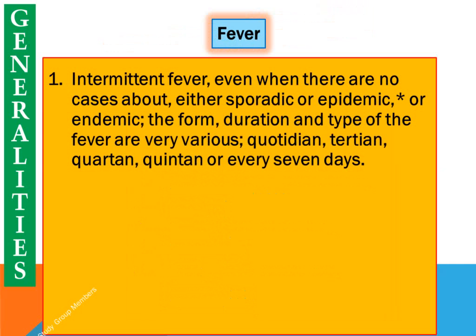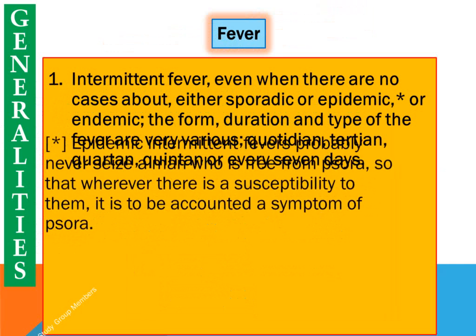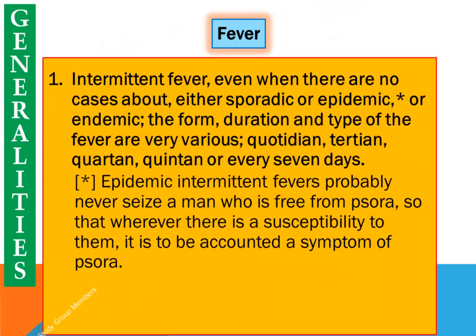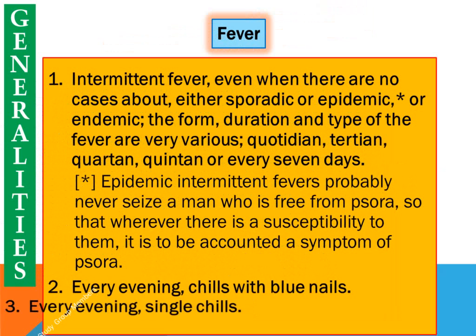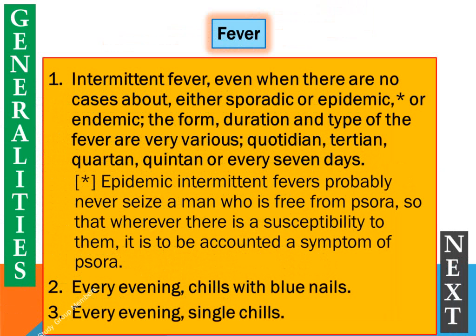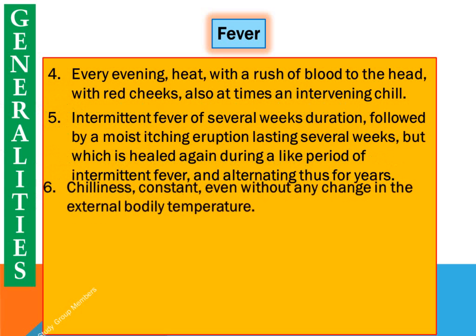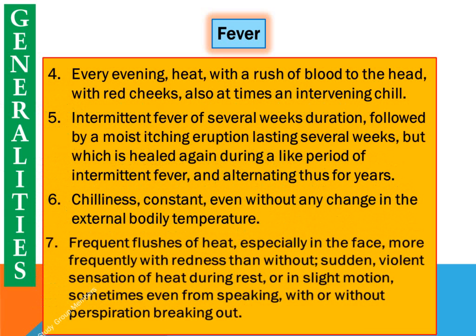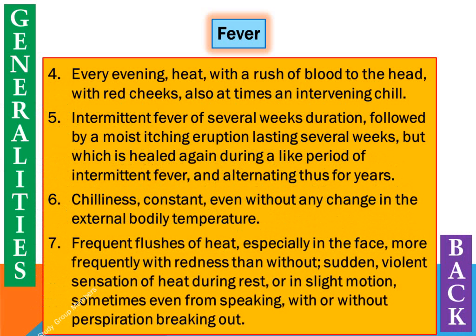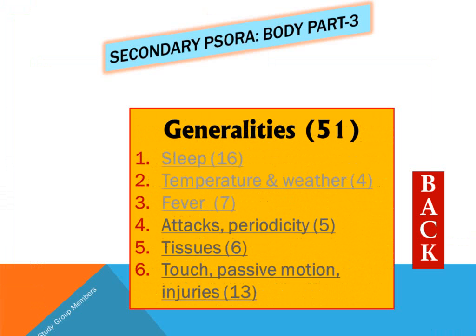Then fever symptoms, we find intermittent fever, we know has relations with psora. Epidemic intermittent fevers, probably Hahnemann says, are never without psora. Then every evening chills with blue nails, every evening single chills. Then every evening heat, intermittent fever, several weeks of duration. Then chilliness constant, then frequent flushes of heat. So these symptoms of fever in secondary psora.